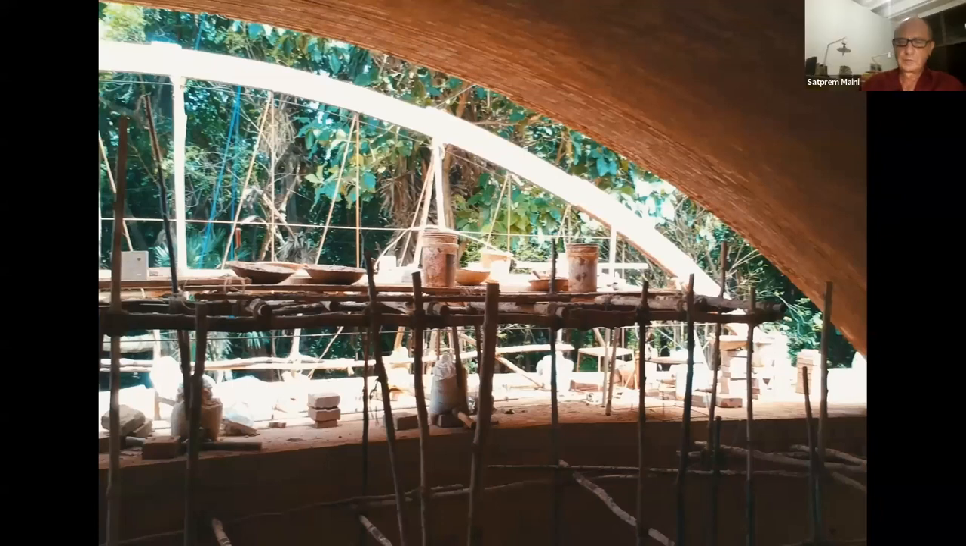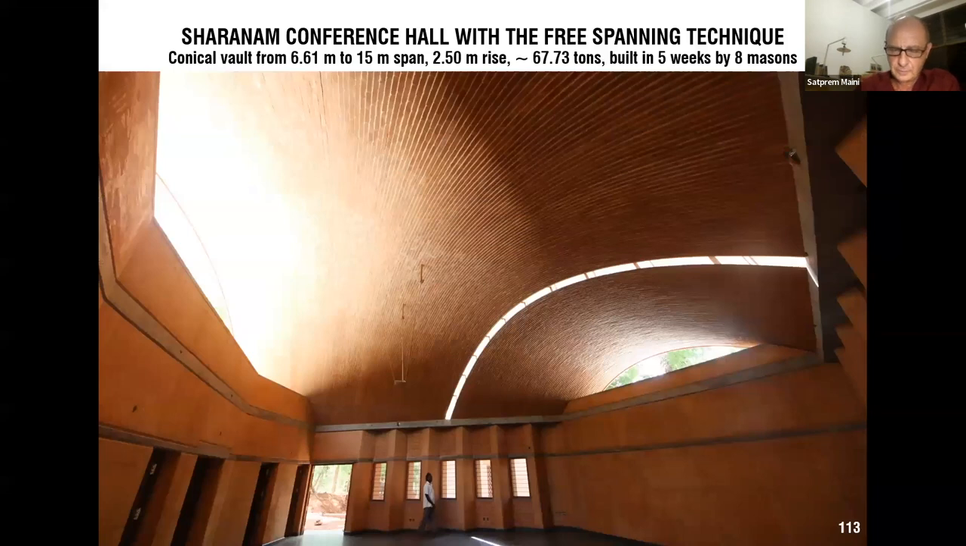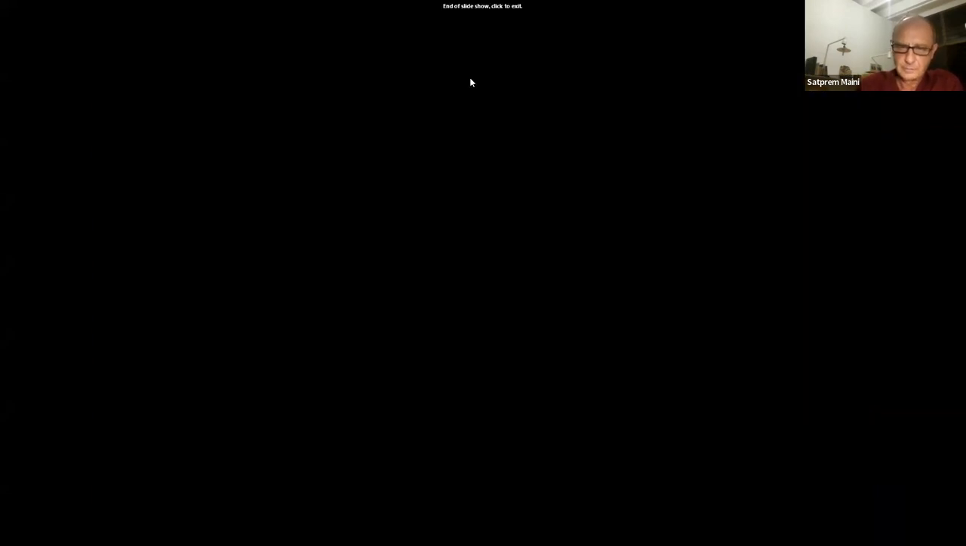Okay, this was the building finished with poured concrete walls below, 15 meters span here, built with this kind of wood, built in fabrics with an average of 8 masons inside the conference hall, and I'm finished. So now if you have questions, welcome.